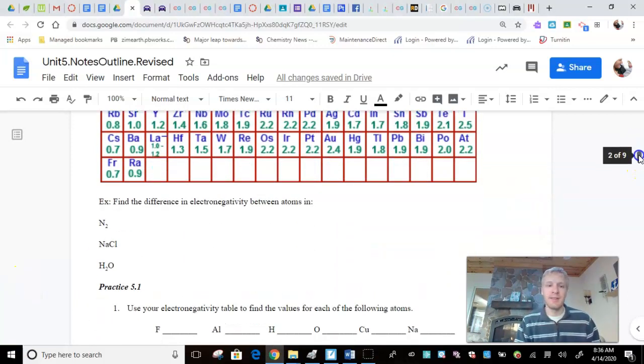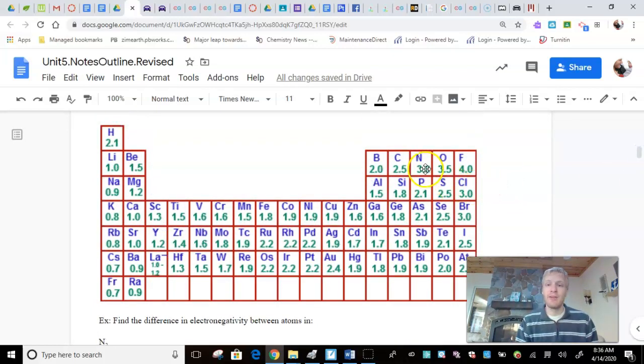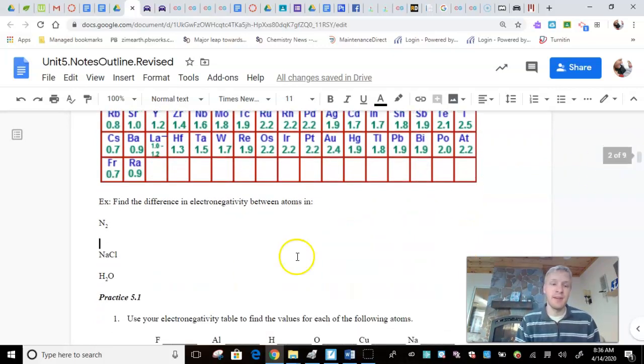Alright, doing some examples with these. Find the difference in electronegativity between atoms in N2. So we're dealing with nitrogen. That is 2 nitrogen atoms. So we've got nitrogen and nitrogen. Each nitrogen has an electronegativity value of 3. So 3 minus 3 equals 0. So the difference in electronegativity between atoms of 2 nitrogens is 0.